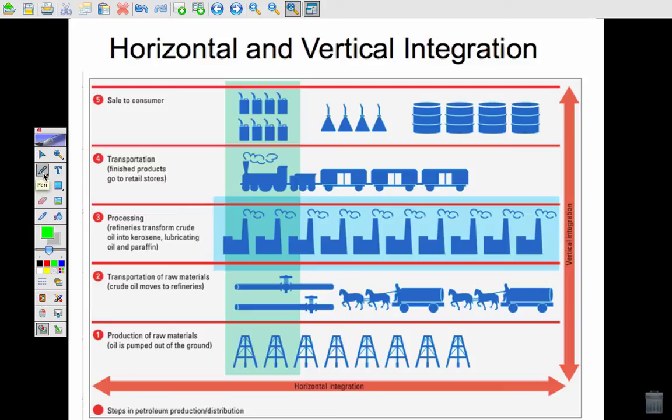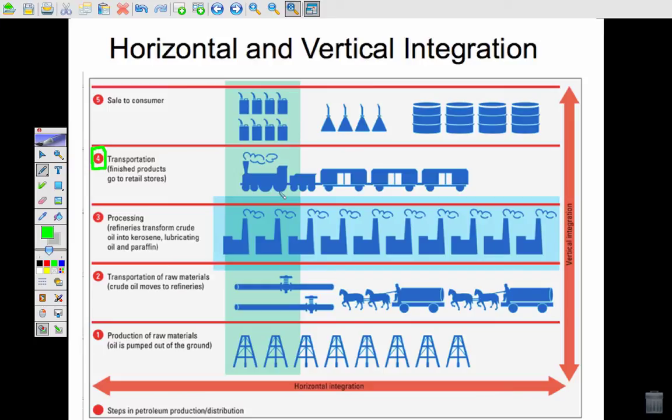And I'm going to erase our 5 steps here because next we're going to talk about horizontal integration. Now, horizontal integration is controlling only one of those steps. So let's take a look at step 4 here again, transportation of our finished product. Okay? You just own one step, or you control one step. Or, again, you may even control multiple steps, but you don't control them all.